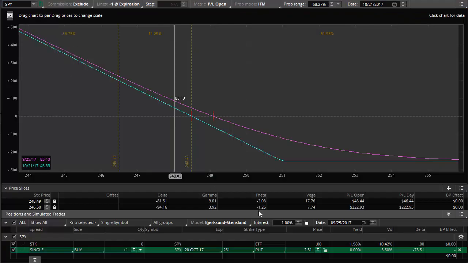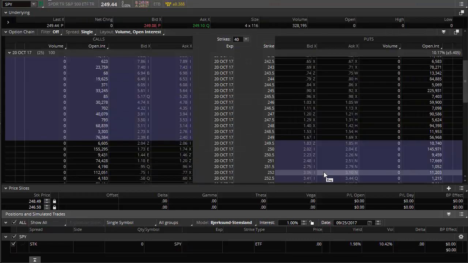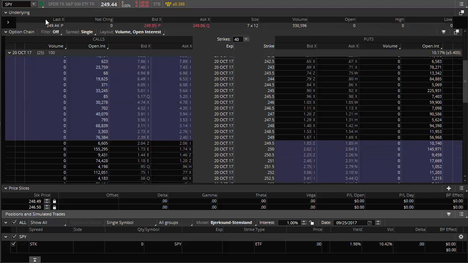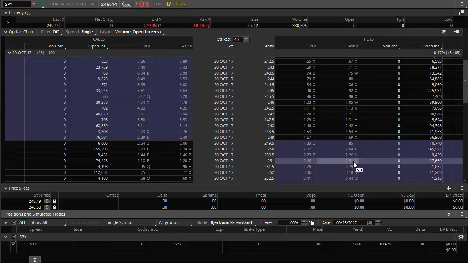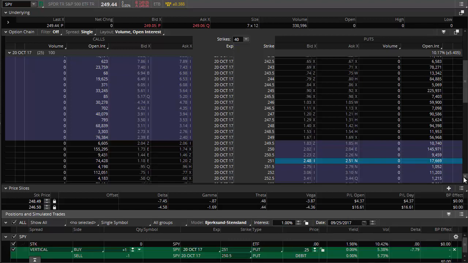Okay, so let's get rid of that for a second, and let's change the trade to a put spread. And instead of just buying the 251, I'm going to buy the 251 put, and I'm going to sell the 249. So I'm going to sort of straddle the price with a put spread. So I'm going to right click here and I'm going to do a vertical, and let me set this.